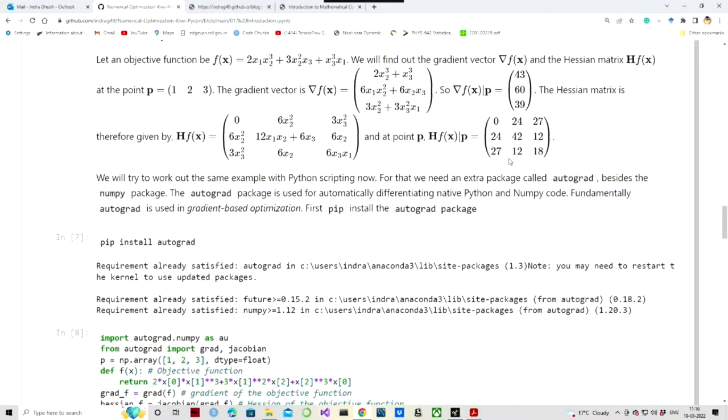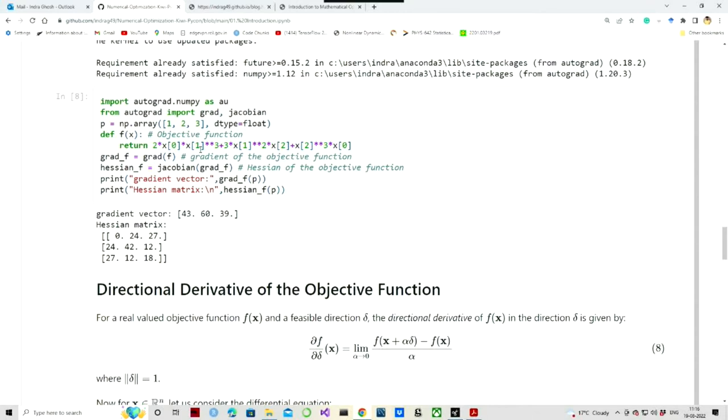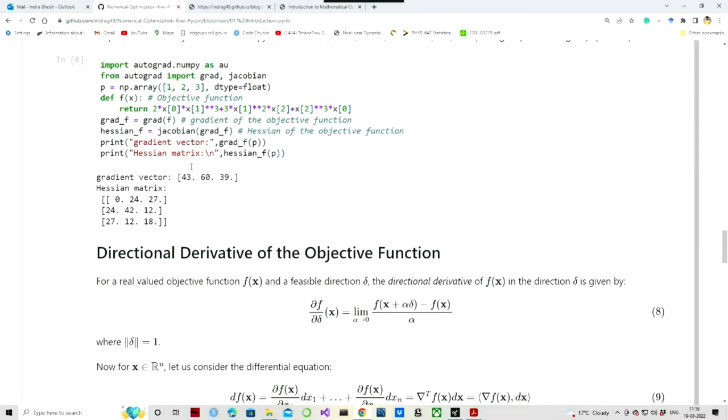So we'll use autograd, and we need both numpy and autograd to calculate this. I was supposed to run this cell, but as you can see, we will import autograd, and from autograd we'll import the grad and Jacobian functions, and we will define the objective function f of x, and we'll calculate grad of f and Hessian f. So if any one of you can run this and tell me that it's working, it would be very helpful. If we run this cell, it will give the gradient vector as this and the Hessian matrix as this.